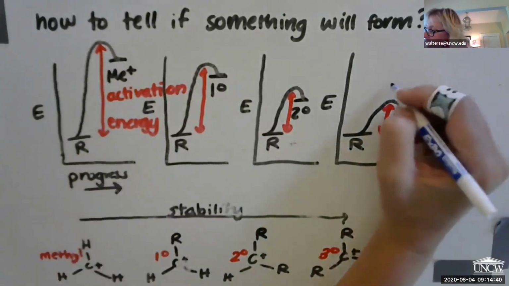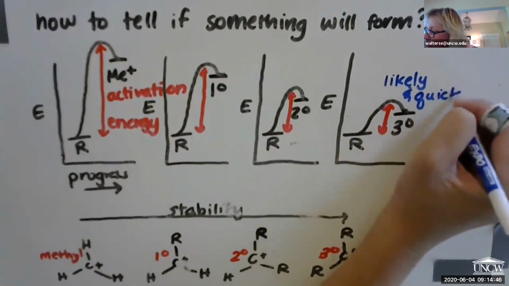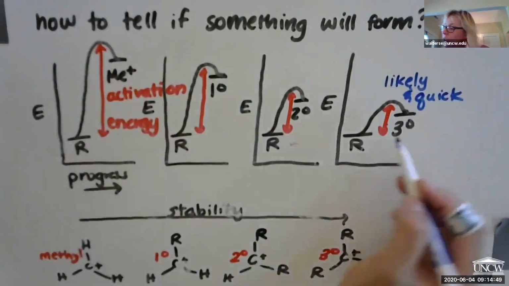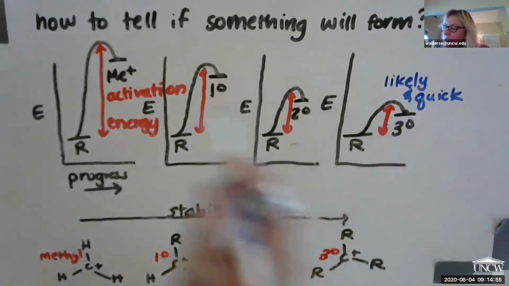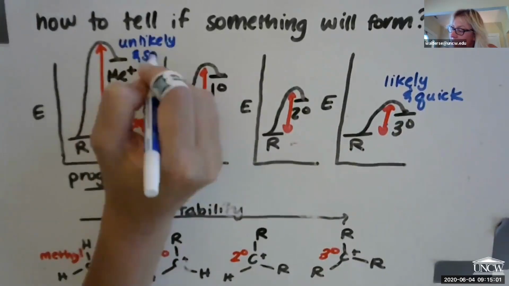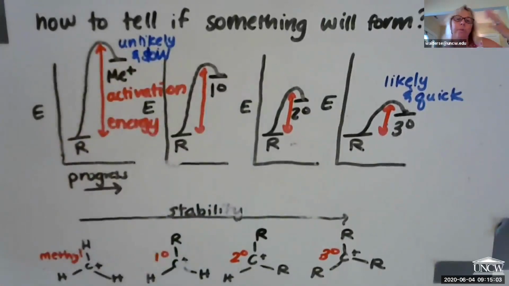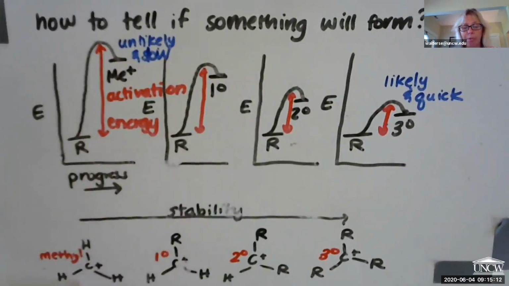So this reaction is likely and relatively quick, because it's a low energy hill. This is unlikely, and it will be very, very slow, to the point where you could say, in the relative scheme of my life and doing this reaction, this will not happen at all. So you can say, I won't form a methyl carbocation. I won't form a primary carbocation, but I can make secondary and tertiary carbocations.